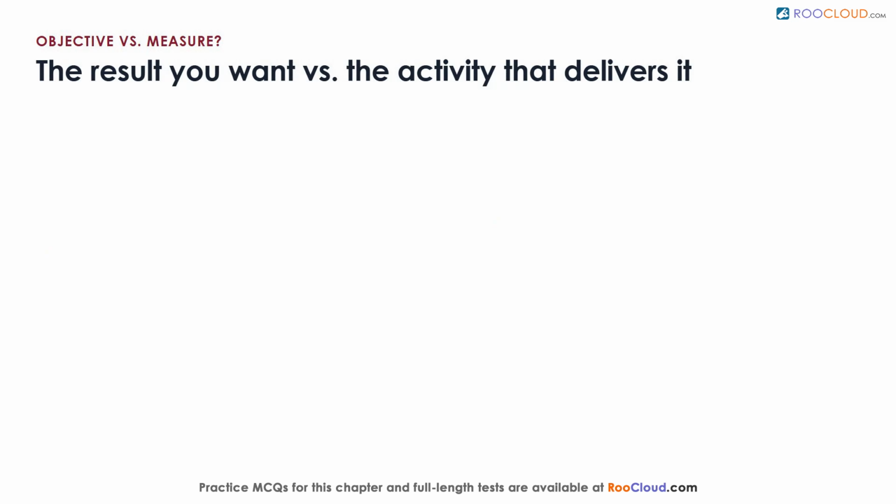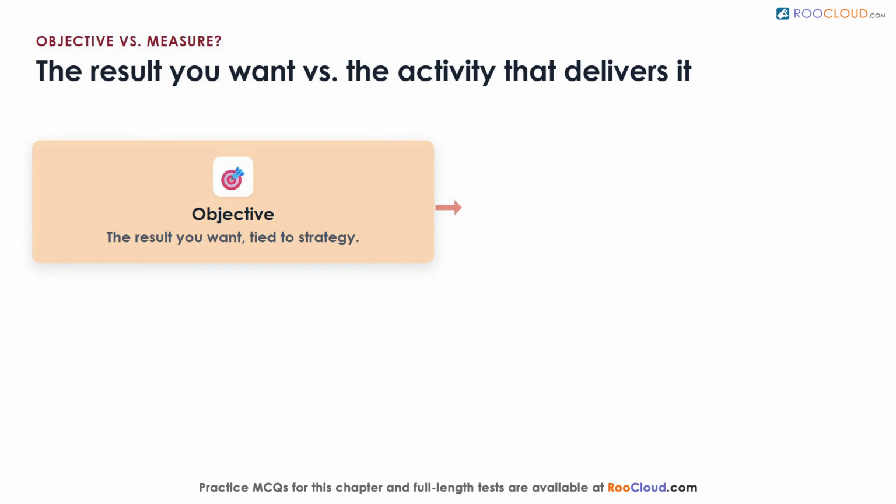What is a control objective? It's a statement of the result you want from a control. It connects directly to the broader business strategy. Objectives might cover efficient operations, or reliable financial reporting, or compliance with laws, or safeguarding your information assets.